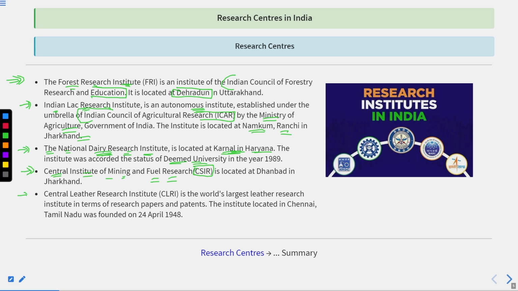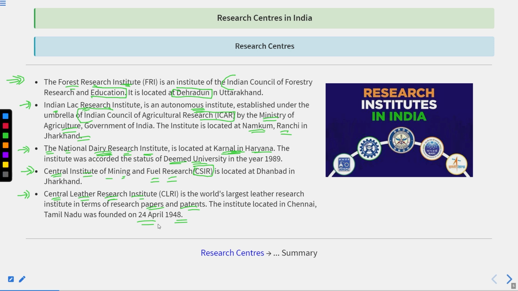Then we have the Central Leather Research Institute. It stands for CLRI. It is the world's largest leather research institute in terms of research papers and patents. This institute is located in Chennai, Tamil Nadu, and was founded on 24th April 1948.